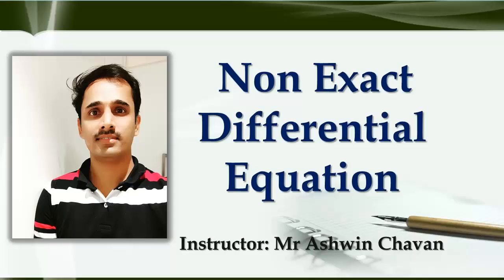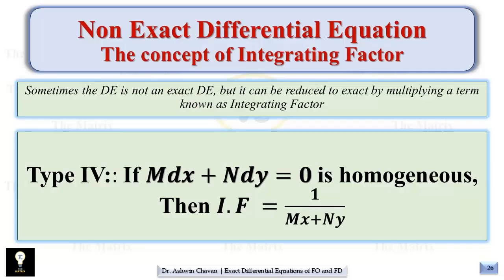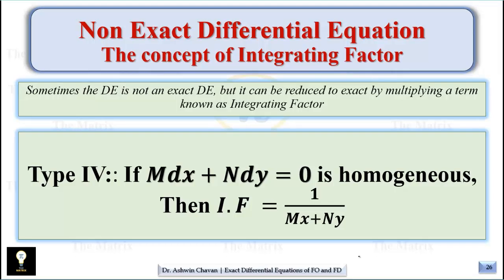Now we will move to another and the last type, type 4. If the given differential equation is homogeneous, then how do we go about finding the integrating factor? The question is, what is a homogeneous function? A homogeneous function is one where the sum of the indices of every term must be equal.